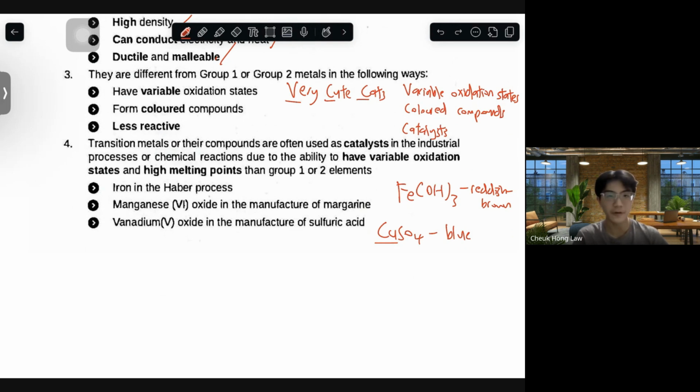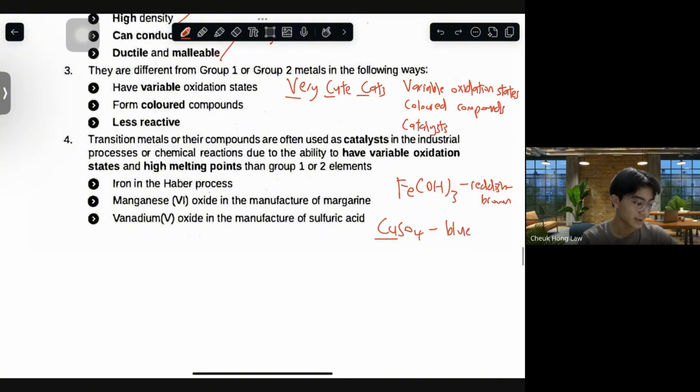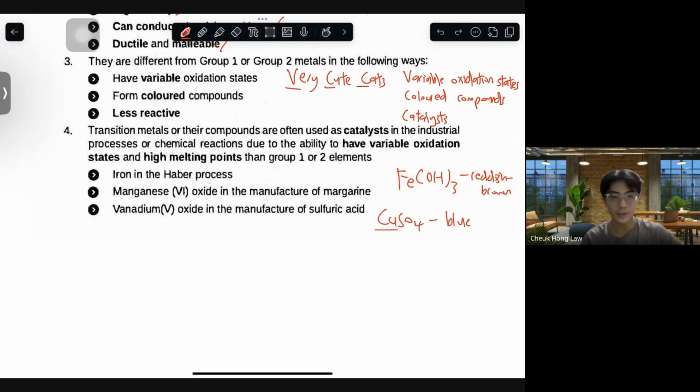So since they have variable oxidation states, we like to use them as catalysts so that they can speed up the reaction. But you don't have to understand in detail for this. You just need to understand that they are often used as catalysts. Okay. So what are some examples of catalysts?